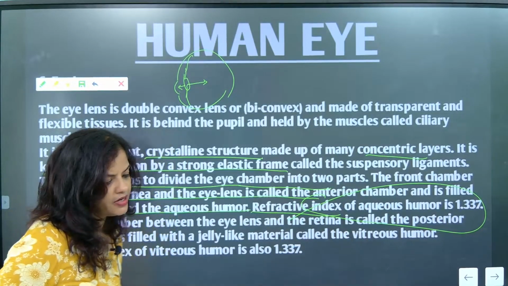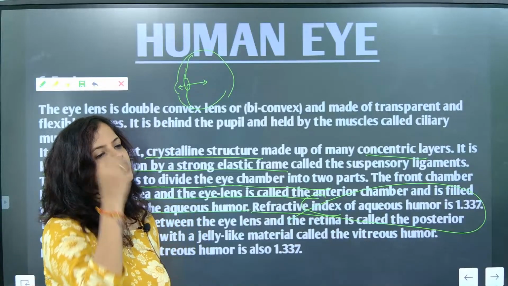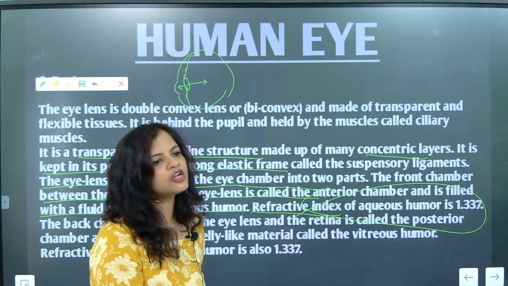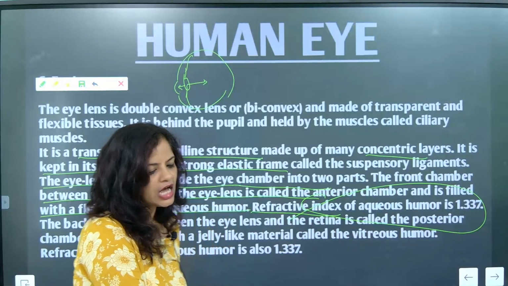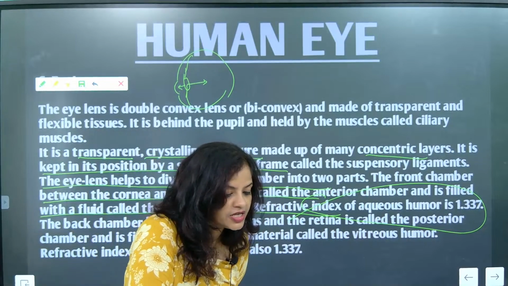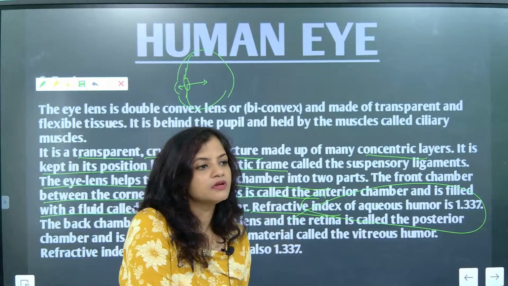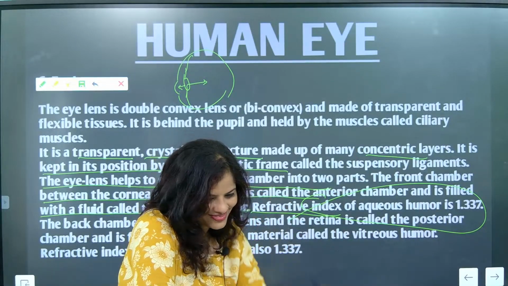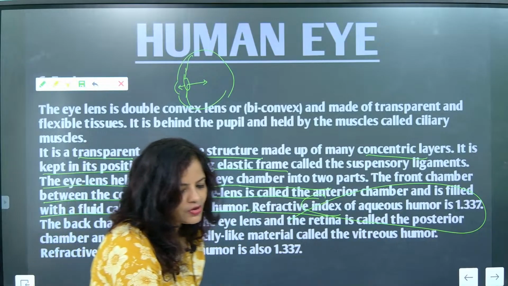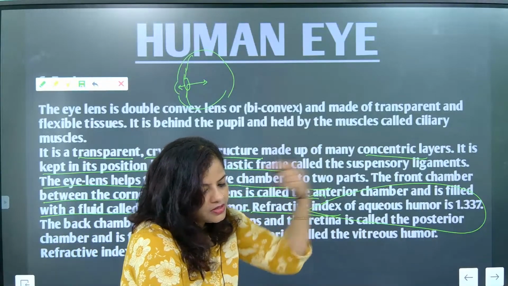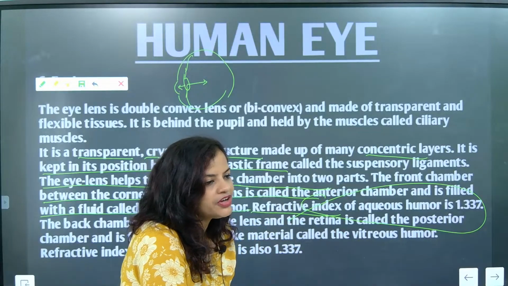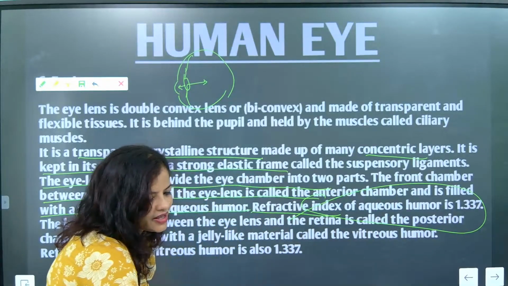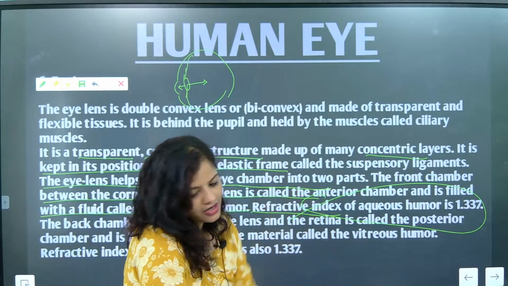This part is transparent. The front portion before the eye lens is transparent, but the back portion is dark. That dark portion is called the posterior region. And the posterior region is filled with a fluid. Absolutely, Anu, correct. The back portion is filled with vitreous humor. What color are they? Gray color.